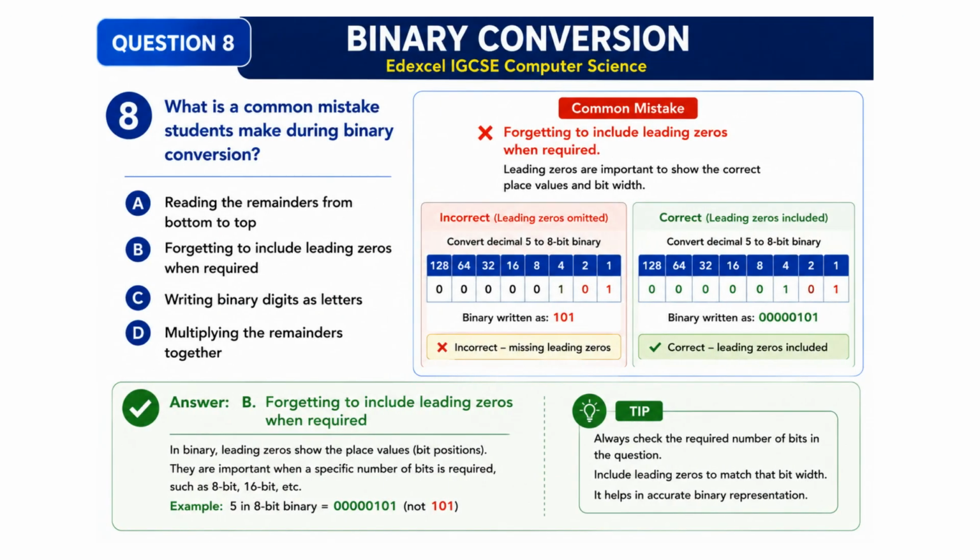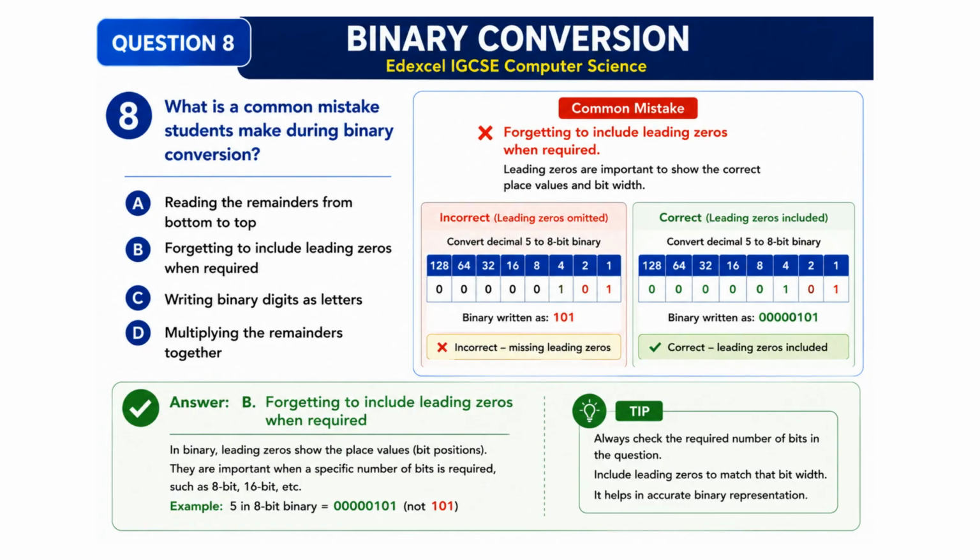What is a common mistake students make during binary conversion? Take a moment to read the options. The correct answer is option B, forgetting to include leading zeros when required. Leading zeros may not change the value of a binary number, but they are important when a question specifies a fixed number of bits. For example, the binary value for 5 is 101.